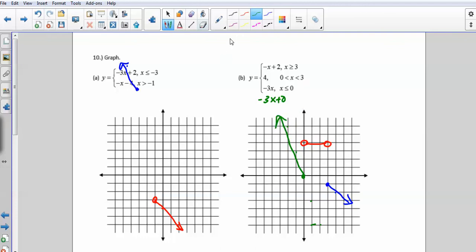Well, it's not quite right. Okay, it should be a straight line. It's not working out for me. I'm going to use my line tool. Okay, switch back to pen. Let's use black. So I want to include this point, and I need an arrow right there.